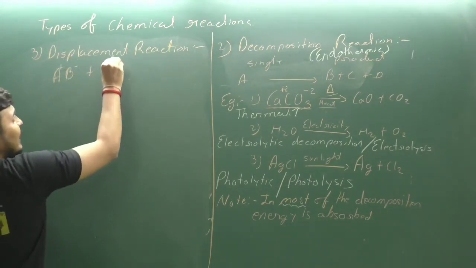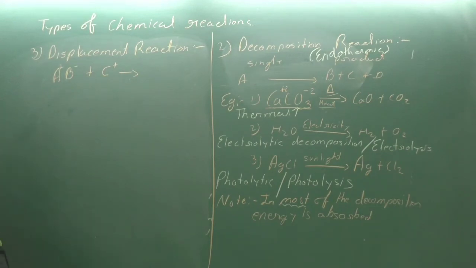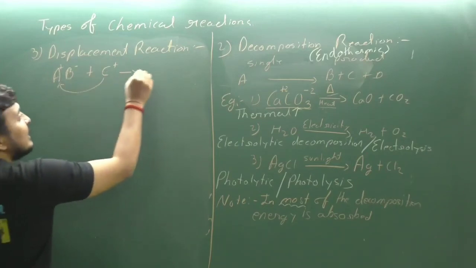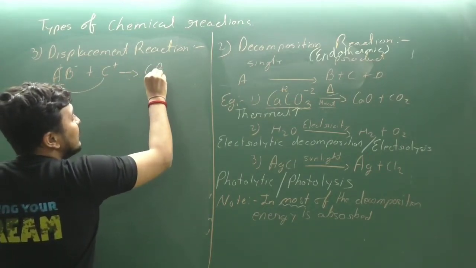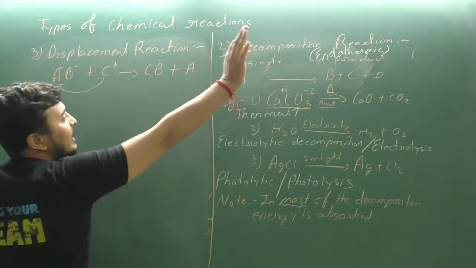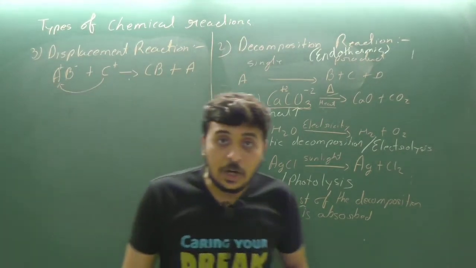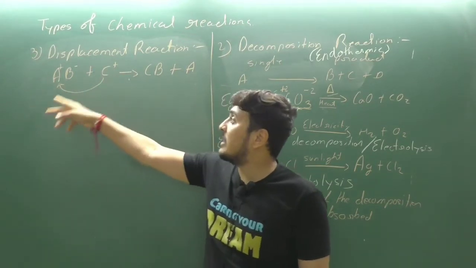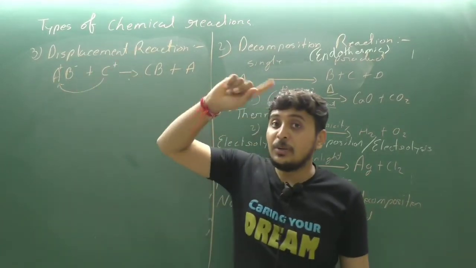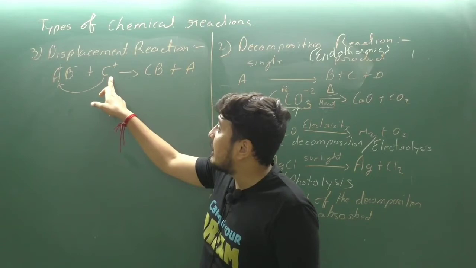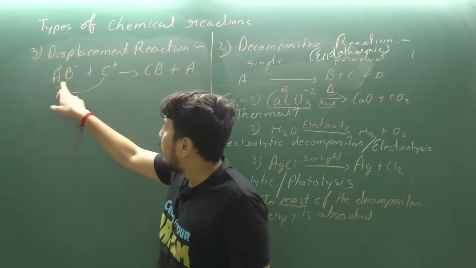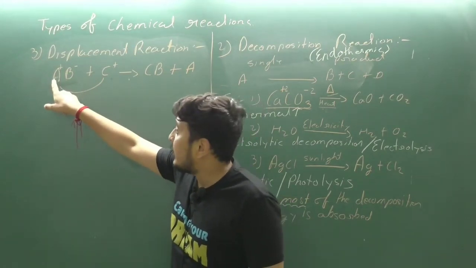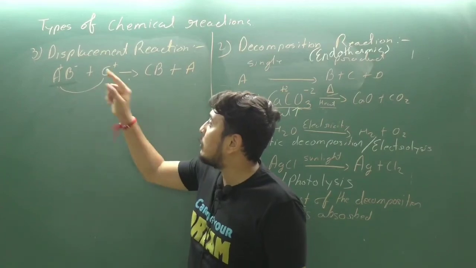Now I am adding a positive ion C to it. If C is more powerful or more reactive than A, then C will displace A from its position and the new compound CB will be formed and A will remain alone. What happened here? A has been displaced by C because C is more powerful than A. According to the definition, the high reactive element displaces low reactive element from its compound. So from the compound AB, low reactive element A is displaced by the high reactive element C.